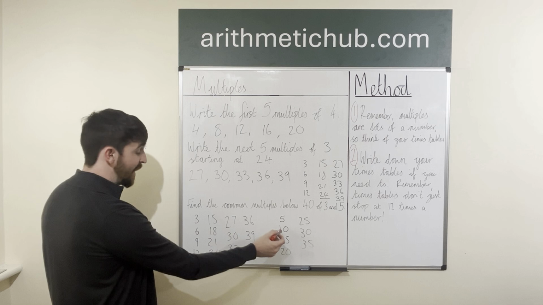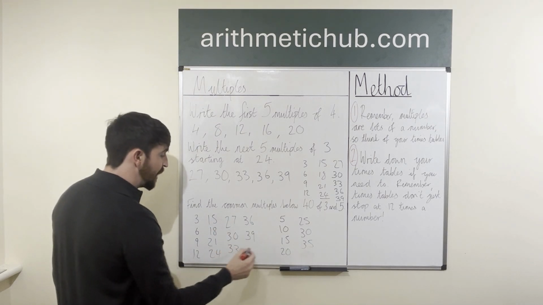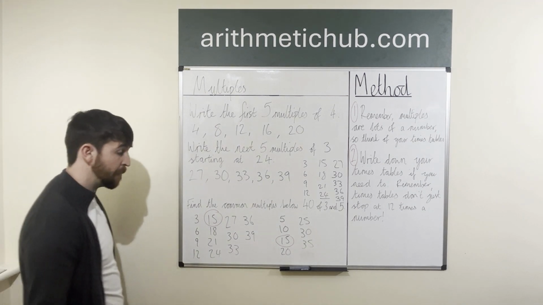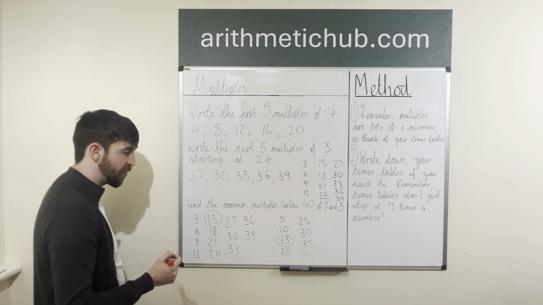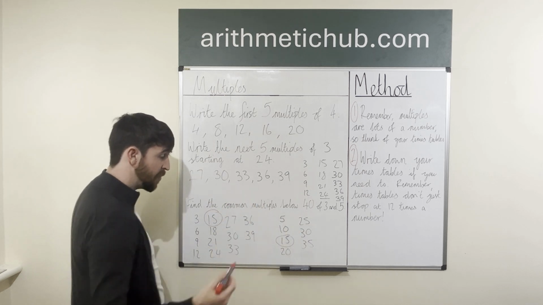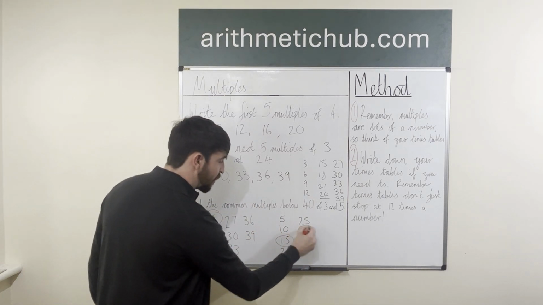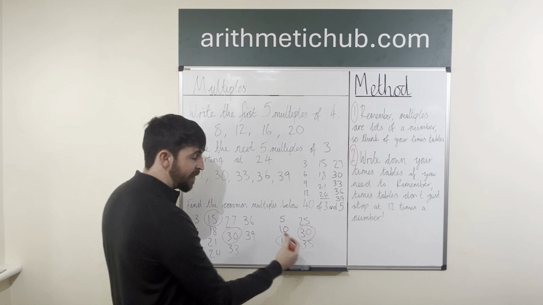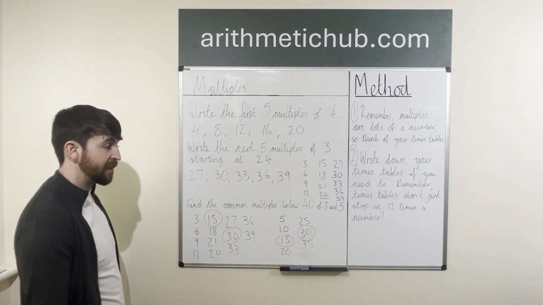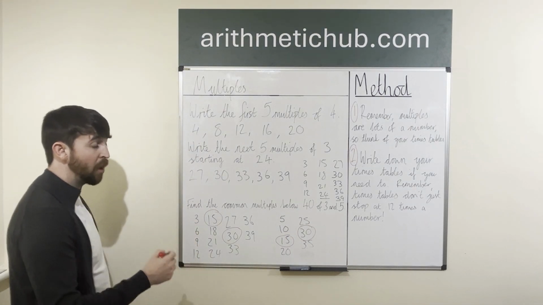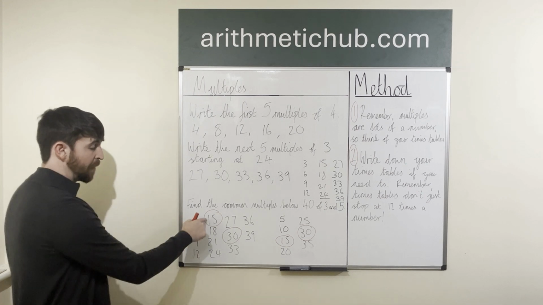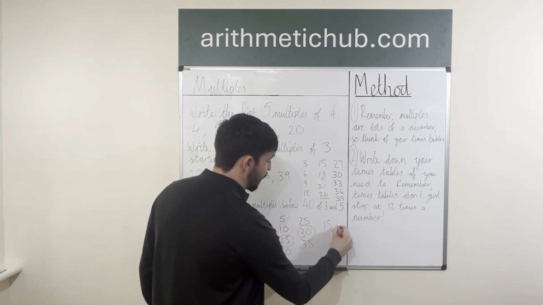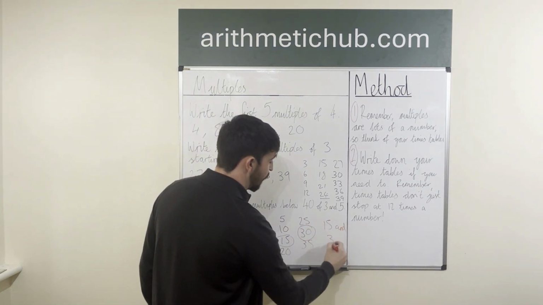No, it's not. Is 10 in the 3's? No, it's not. Is 15 in the 3's? 15 is in both of them, so it's going to be a common multiple. Is 20 in the 3's? No. 25 in the 3's? No. 30 in the 3's? Yes, it is. So it's a common multiple as well. And then is 35 in the 3's? No, it isn't. So the common multiples below 40 of 3 and 5 would be 15 and 30. I can write that over here, 15 and 30.